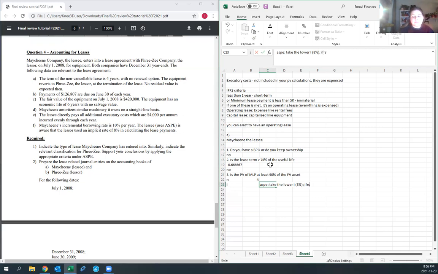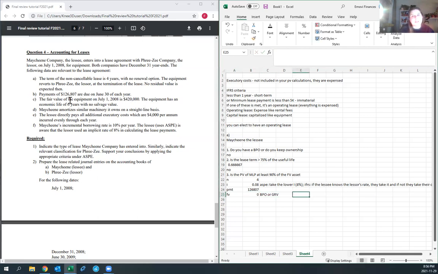Under IFRS, if the lessee knows the lessor's rate, they take it. And if not, they use their own rate. So if here we were looking for IFRS instead, we would have used the 8% still, because they knew that the lessor used 8%. So here my rate is going to be 8%. My payment is $126,807 per year. My future value, there's no BPO or guaranteed residual value. I'm going to put 0.